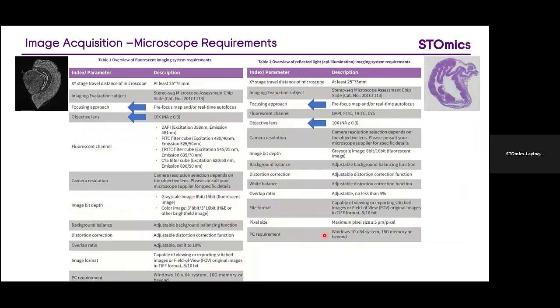To ensure compatibility with Stereo-seq analysis, the imaging systems must meet specific requirements. Here are some requirements for your microscope. The fluorescence and color imaging have slight differences, but the core principles remain the same. There are a lot of requirements here, but I will further explain some of those together with the imaging procedure requirements.